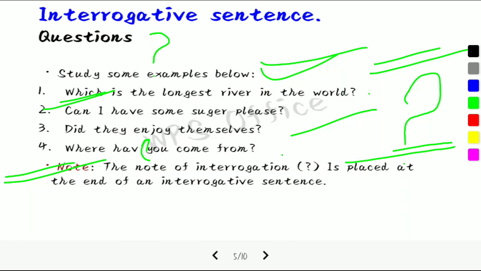There are certain interrogative sentences where we place a full stop at the end, but those are some different questions. That is some different topic that will be included in another lesson. We will talk about that. Here we will talk about interrogative sentences which always end with the interrogation mark.